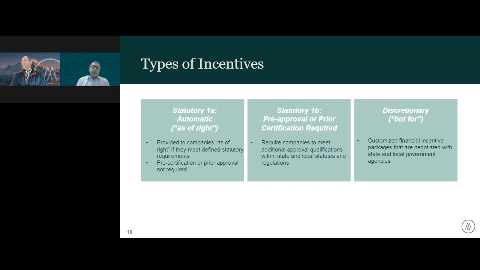The statutory credits require a little less planning on the front end. With statutory 1A, without the pre-cert, you could go back and look at what you've done and still claim those credits. But the other two, the statutory 1B and the discretionary, really do require a little bit of planning before you execute an expansion plan, to make sure that you're not going to leave anything on the table.